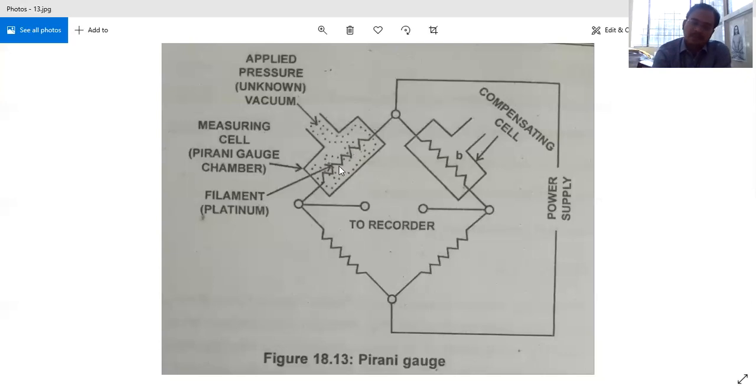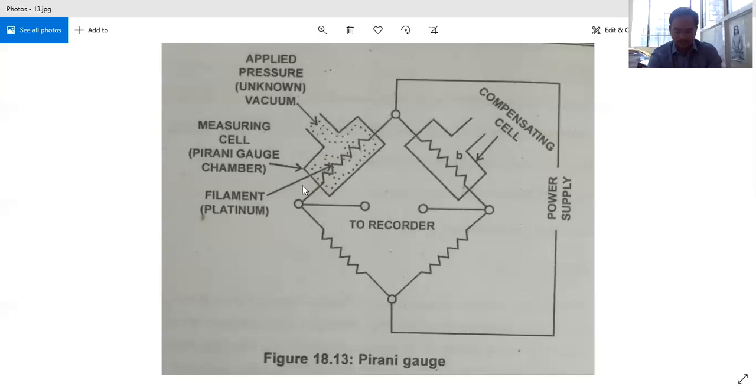So depending on the value to which the resistance of the material has increased from the initial value of the platinum conductor, the pressure is calibrated. Depending on the resistance change, pressure is calibrated in this Pirani gauge chamber. So this is how the operation of a Pirani gauge takes place.